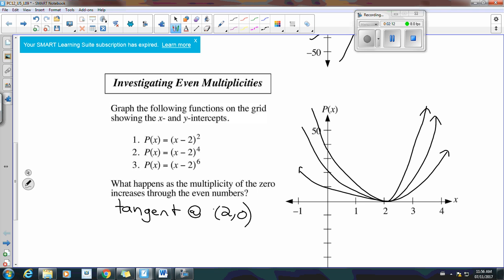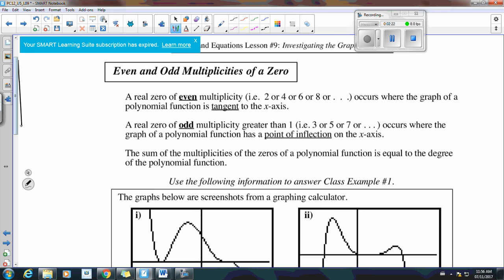So if we see that the graph is tangent at a certain 0, that tells me it is multiplicity 2, 4, 6, 8, or anything even. So a real 0 of even multiplicity, 2, 4, 6, or 8, etc., occurs where the graph of a polynomial function is tangent to the x-axis. A real 0 of odd multiplicity greater than 1, so 3, 5, 7, etc., occurs where the graph of the polynomial function has a point of inflection on the x-axis. The sum of the multiplicities of the zeros of a polynomial function is equal to the degree.